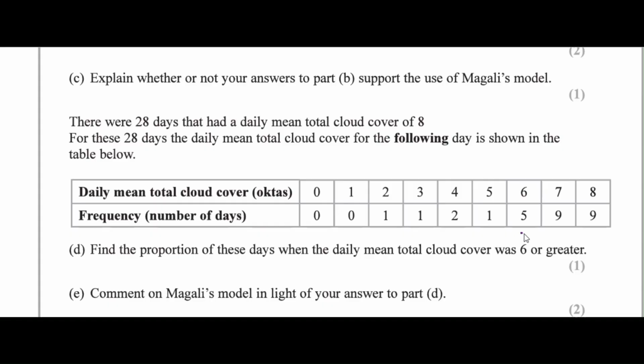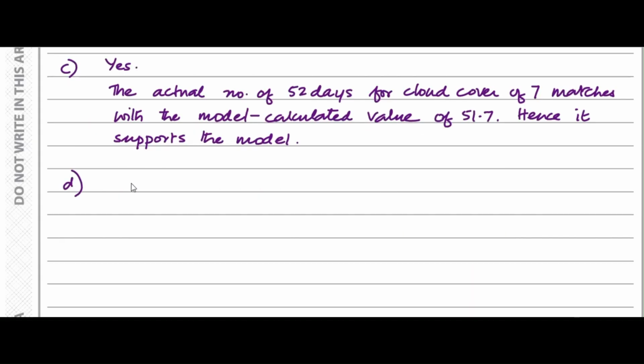So we add these three and put it as a ratio of 28. So it is 5 plus 9 plus 9 out of a total of 28 days. That is equal to 23 over 28, giving 0.821.